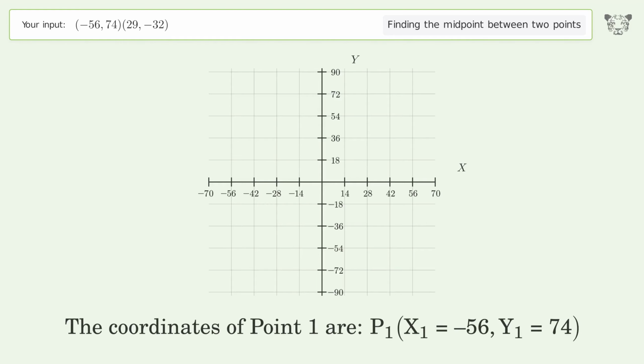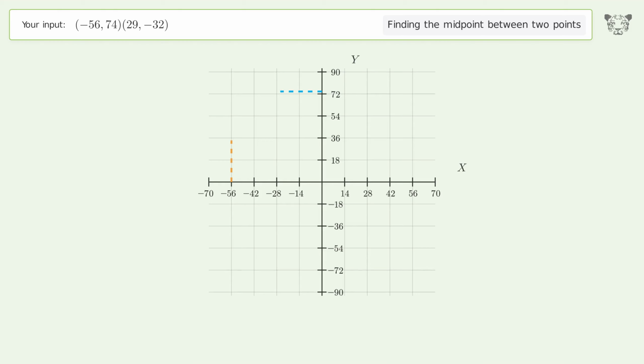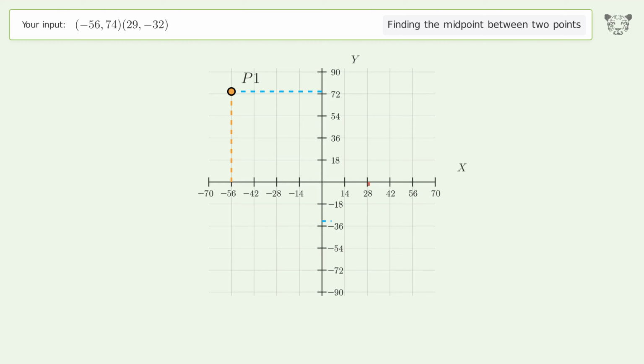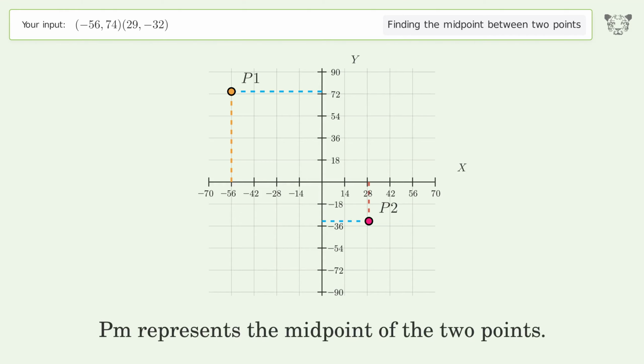The coordinates of point 1 are, x1 equals negative 56, y1 equals 74. The coordinates of point 2 are, x2 equals 29, y2 equals negative 32. PM represents the midpoint of the 2 points.